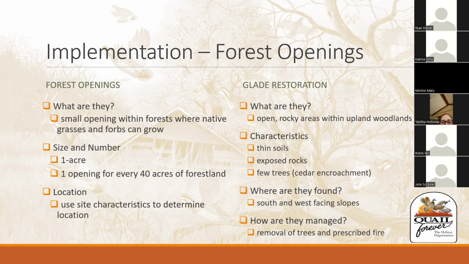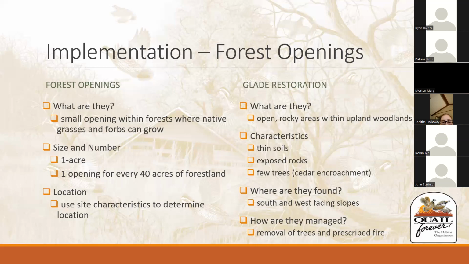If not, let's say in the past that area had been cleared and was old pasture and you're getting undesirable non-native stuff coming back, you can look at going in and doing a native planting of grasses and wildflowers. And then using site characteristics to determine their location. Obviously you don't want to clear all of the trees in an area that might have erosion issues. So use those site characteristics to place them in areas where it would make sense. And then moving on to glade restoration.